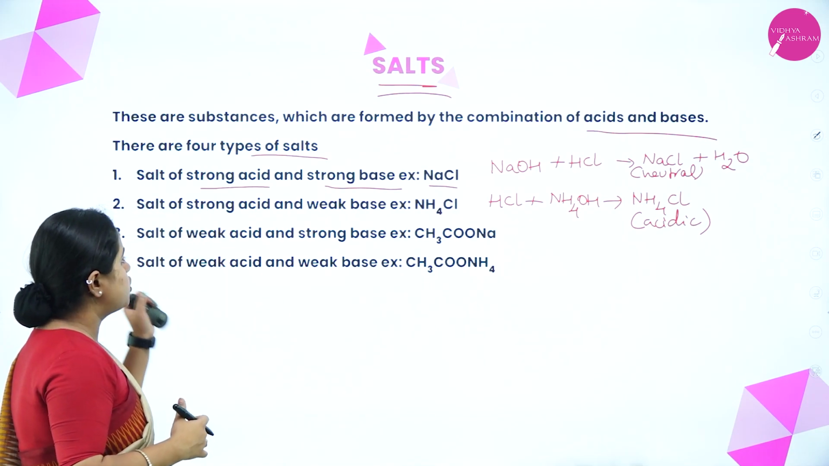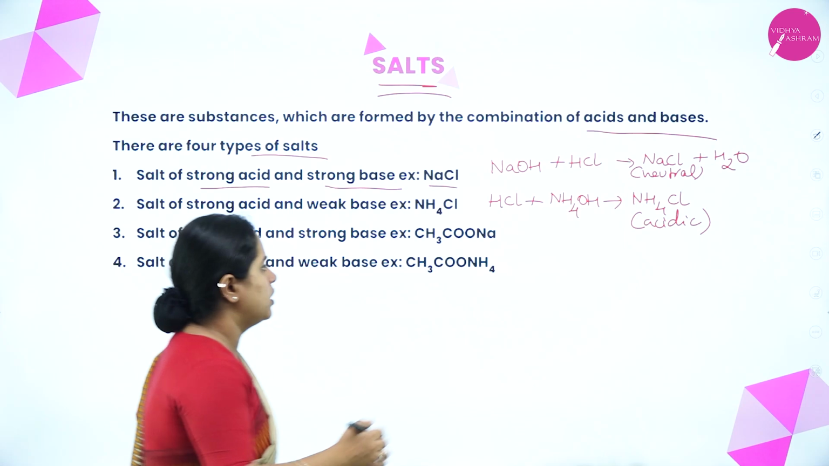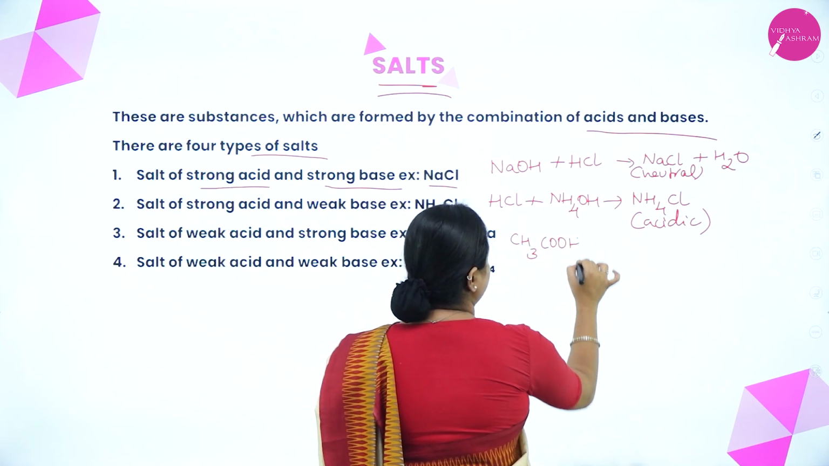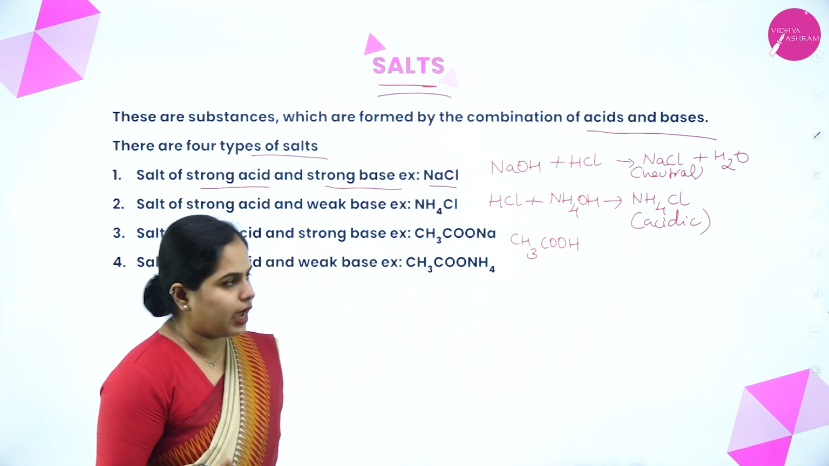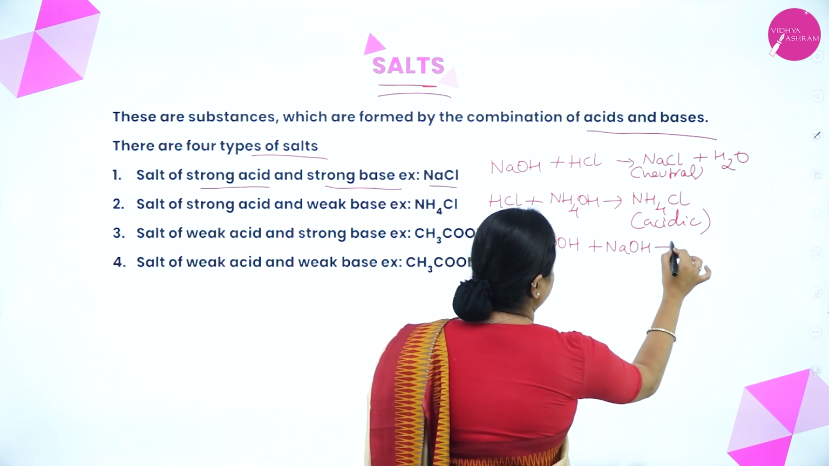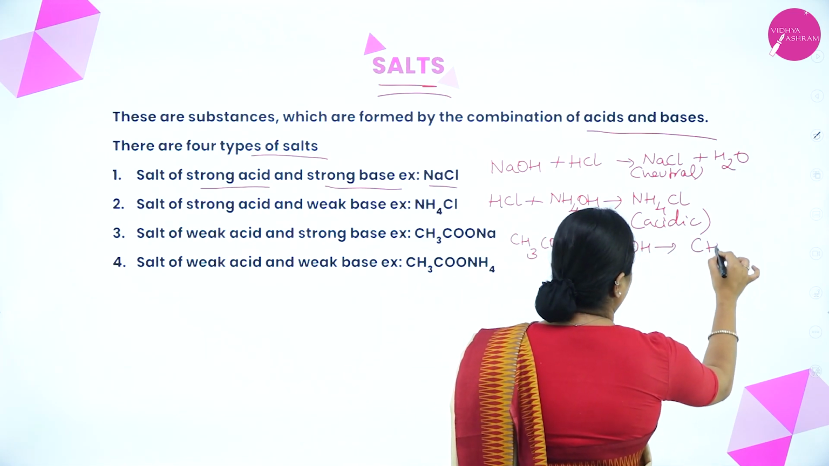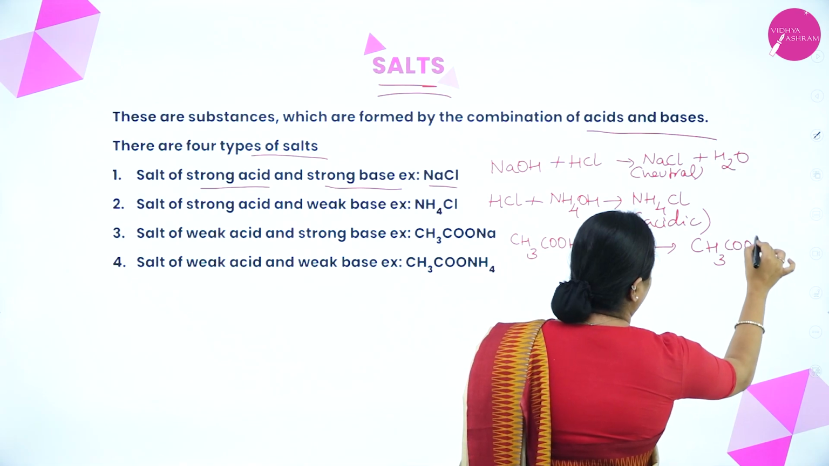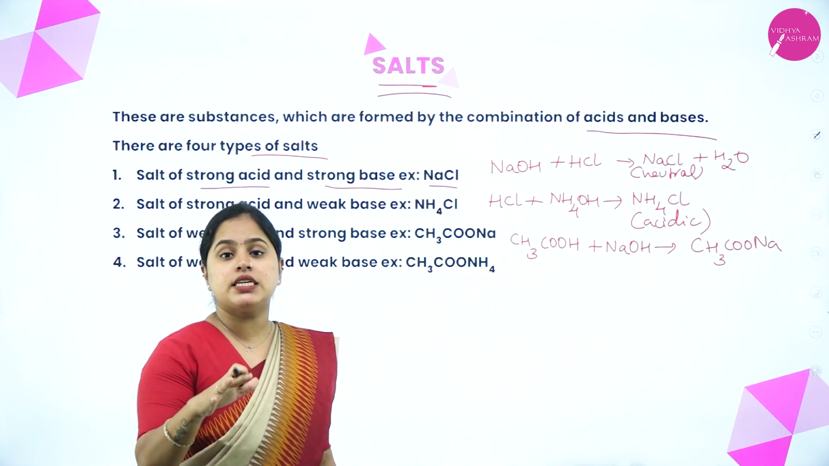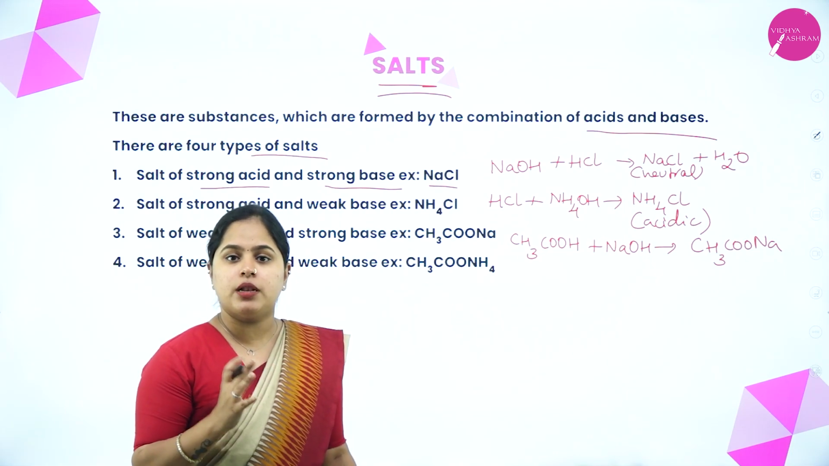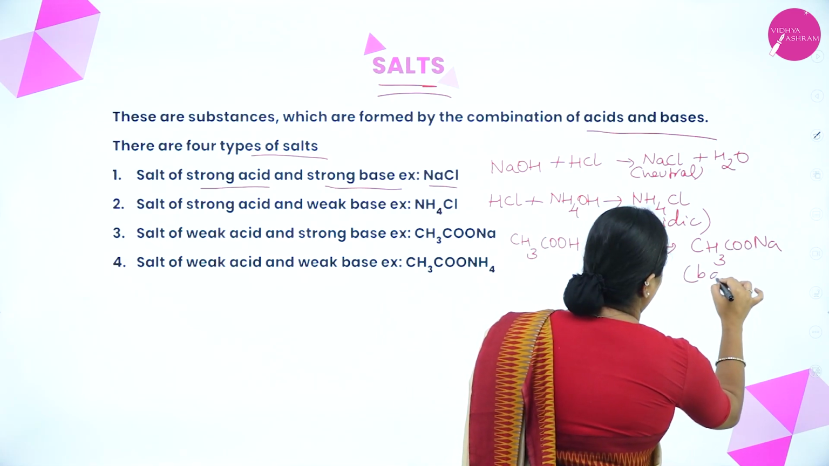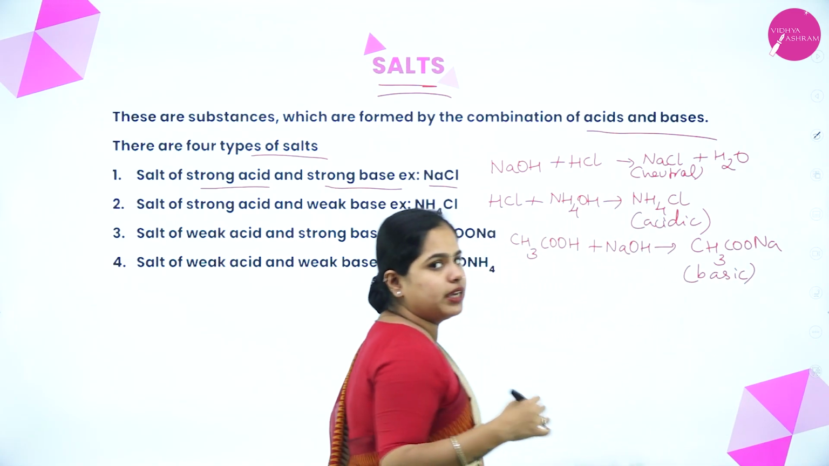Moving on to the next one, salt of a weak acid and a strong base. The weak acid I am going to consider here is acetic acid, CH3COOH, acetic acid or ethanoic acid. And again the strong base you can consider is sodium hydroxide. Now what will be the salt formed? CH3COONa and water will be formed. So this is a salt of weak acid and strong base. Now you have to tell me what will be the character of this. Yes, this will be a basic salt, right? It is made of a strong base and weak acid.